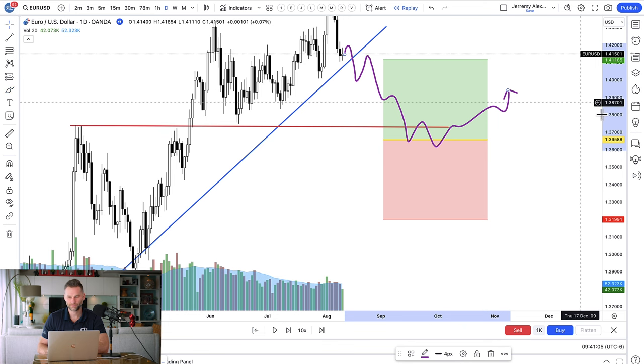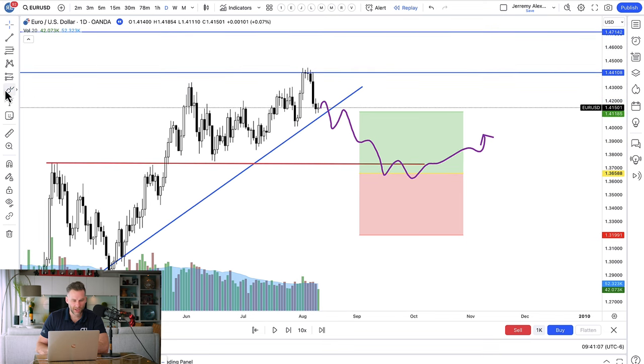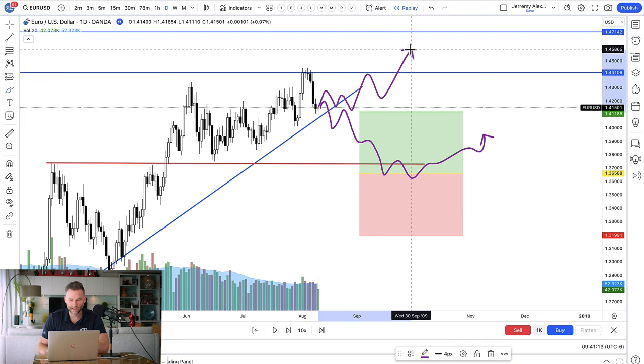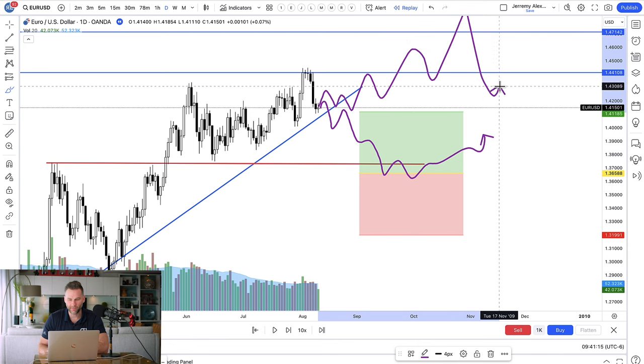Perfect. I'm gonna watch for that one too. Number two is that we don't take this one out and we go higher, retest, pop, come into here and then pop out, pop out, pop out, pop out, and then consolidate. Okay.